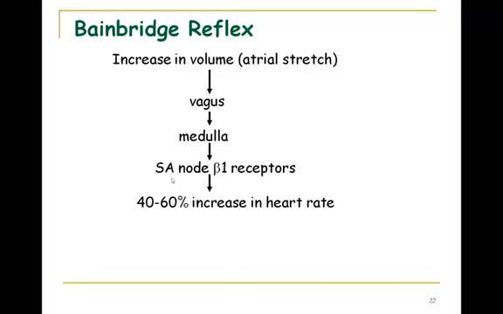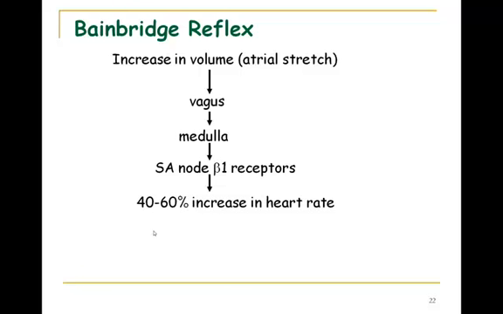So you get an increase in heart rate, and this is even more than that innate, intrinsic atrial stretch that we talked about earlier. Instead of something like a 15% increase in heart rate that you get with just stretching of those P cells, you get a 40 to 60% increase in heart rate using the Bainbridge reflex. So this is a significant reflex, and again, it responds to changes in volume.